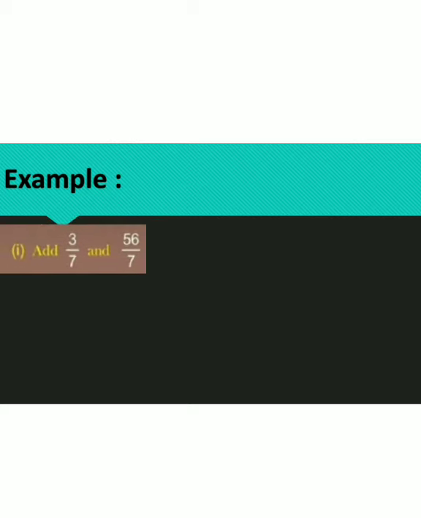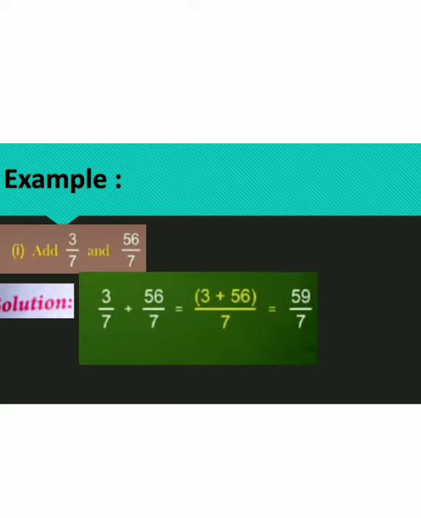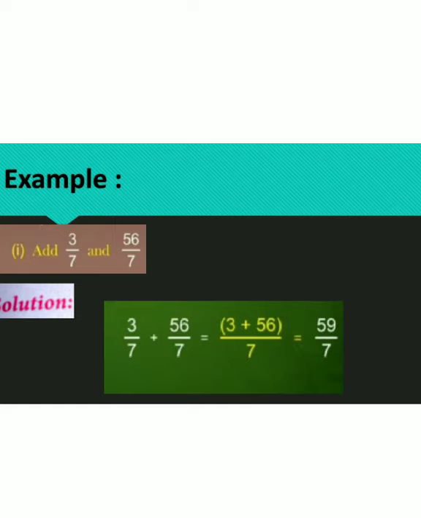Add 3 by 7 and 56 by 7. Solution. Here 7 is the common denominator for both numbers, so we can add the numerators. So 3 by 7 plus 56 by 7 equals 3 plus 56 by 7. 3 plus 56 is 59. That equals 59 by 7. 59 by 7 you cannot reduce. Therefore 59 by 7 is already in standard form. So this is the answer. 3 by 7 plus 56 by 7 equals 59 by 7.